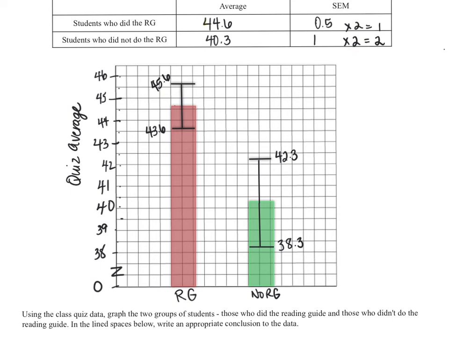Now let's take a look at where those standard error of the means are and see if they overlap. So the lowest one here goes to 43.6. The highest one here goes to 42.3, meaning that there is a statistical difference between these two sets of data because there is no overlap in those standard error of the mean bars. Now at the bottom, go ahead and write that conclusion.